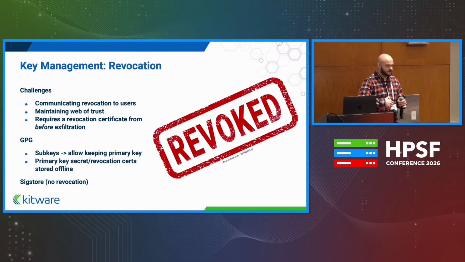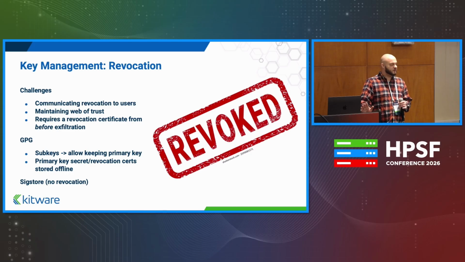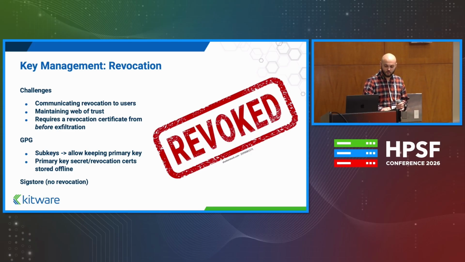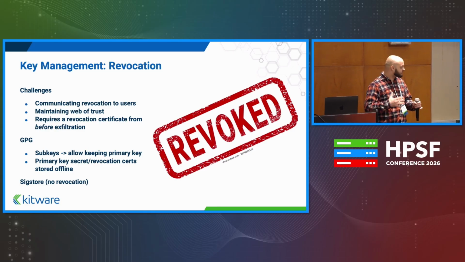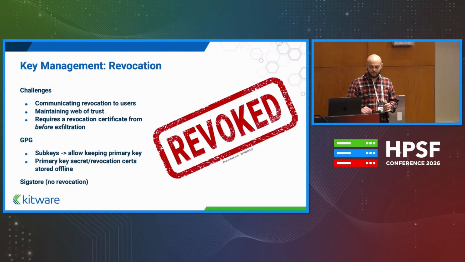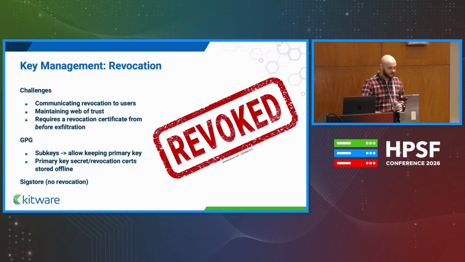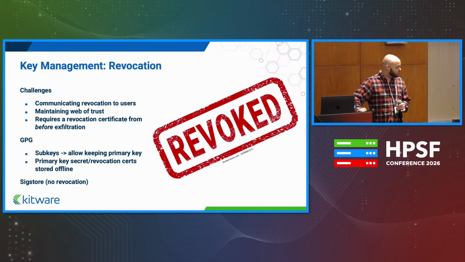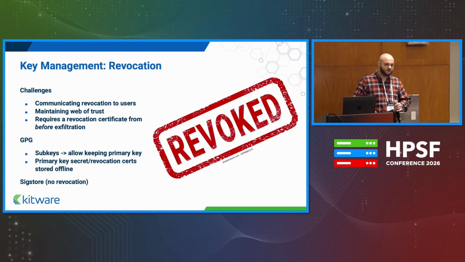You need to communicate this to the people using your signing keys. And this is very hard because most people will trust your key once and they will never look again. So communicating these things to folks is really important. With GPG, you can do things like subkeys so you don't have to destroy your primary key and all these sorts of things. And Sigstore, we'll show an example later, doesn't require revocation because the key only lives for about 5 minutes, and then it's expired. You can no longer sign with it.